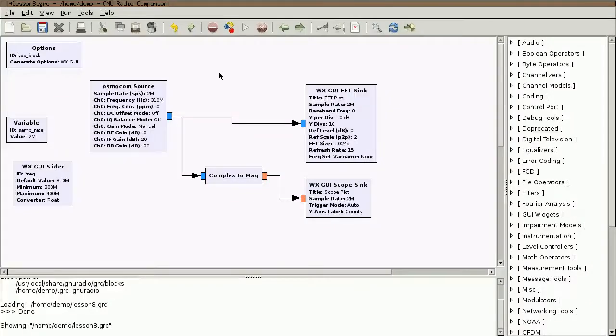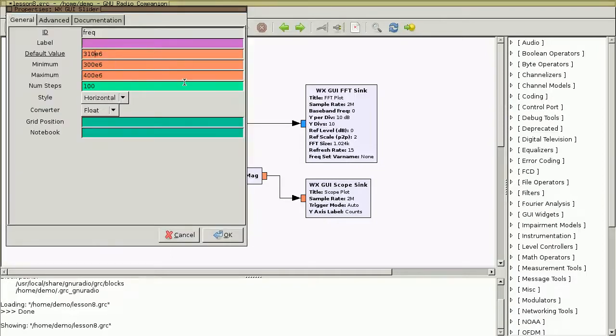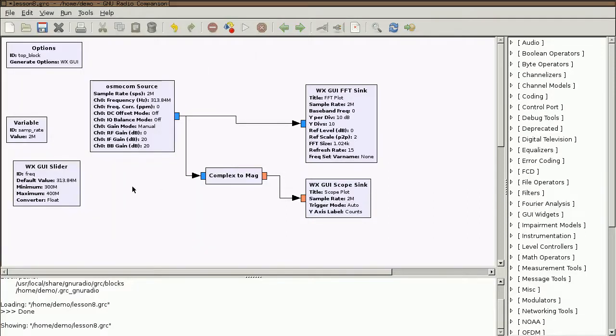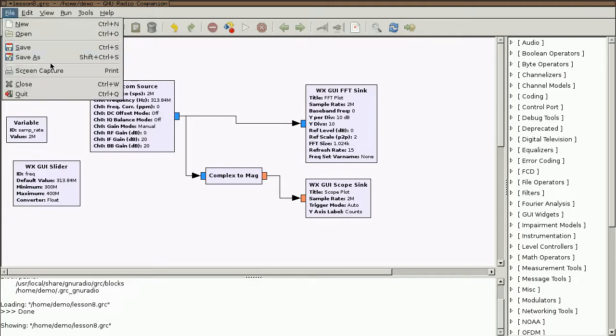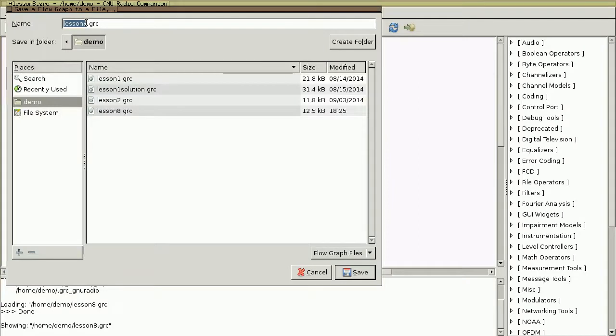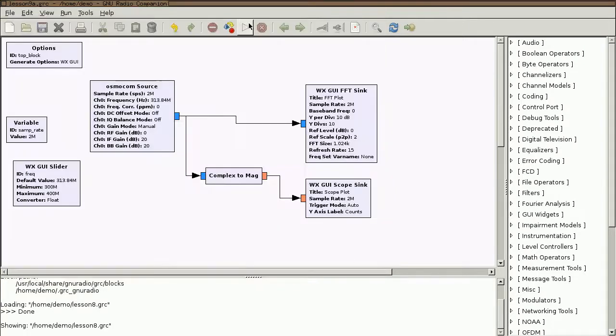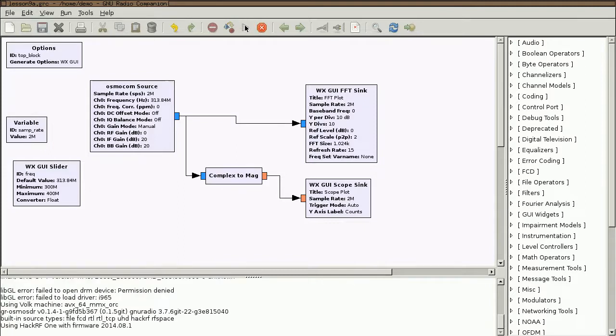Let's start with the flow graph that we used in Lesson 8, only this time we'll use what we've learned already and start with a default frequency of 313.84 E6. That's 313.84 megahertz. And I will save this as lesson 9a.grc and run the flow graph and see what we get.